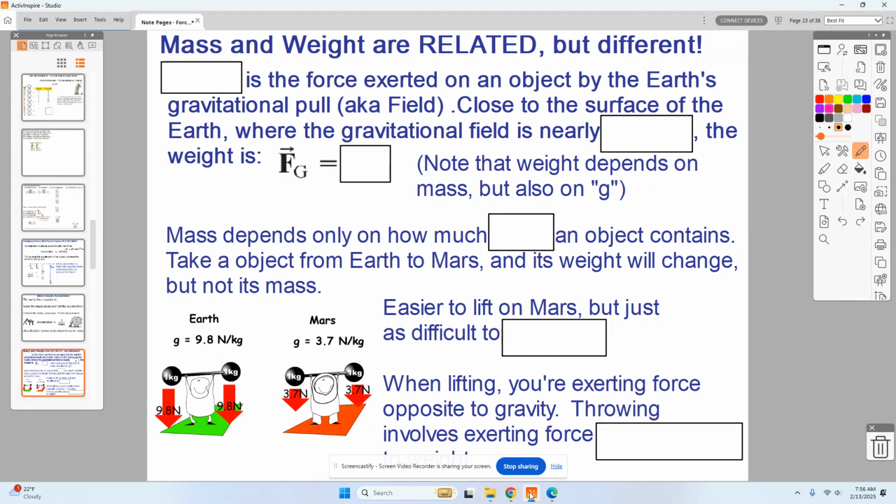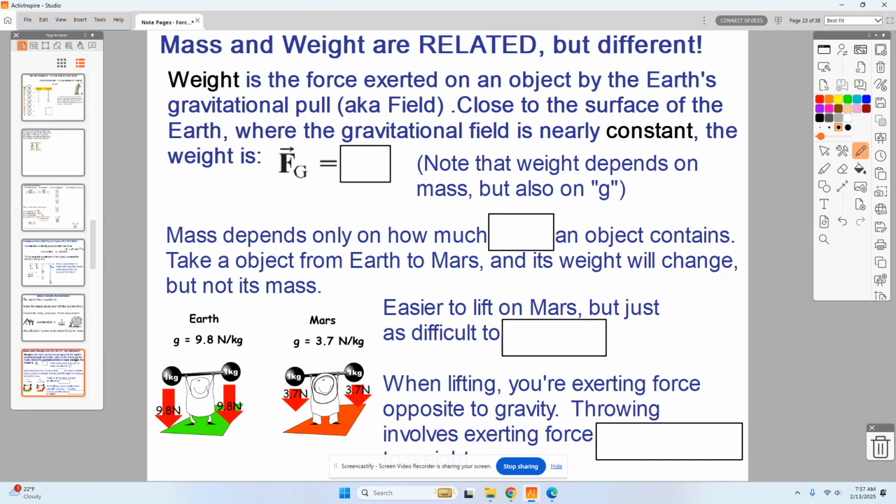Mass and weight are related, but they are different things. Weight is a force exerted on an object by usually Earth, because that's where we're close by. The moon could also exert a gravitational force on objects, but the moon's gravity is different than Earth's gravity. So weight is a force exerted on an object by Earth. It's due to a gravitational field. Close to the surface of the Earth, where the gravitational field is nearly constant, g is about 10, and it's pretty constant no matter where I go on Earth.